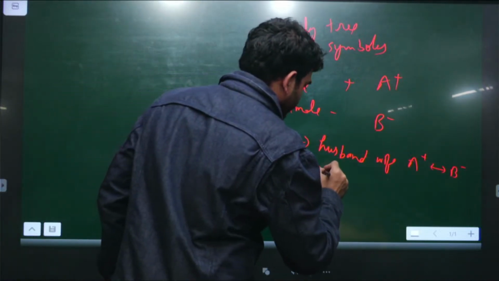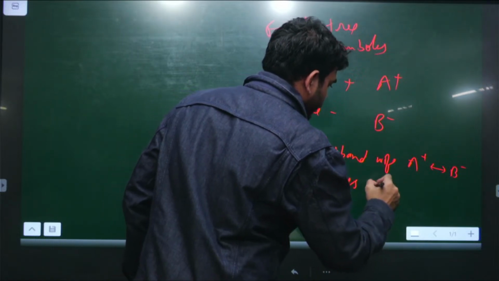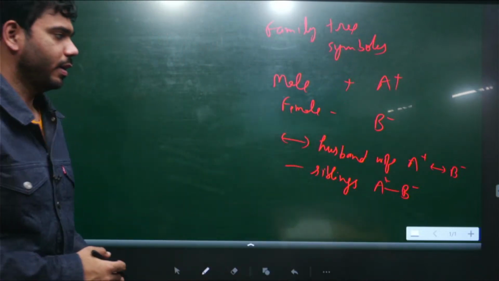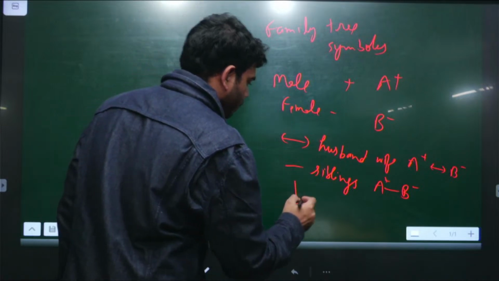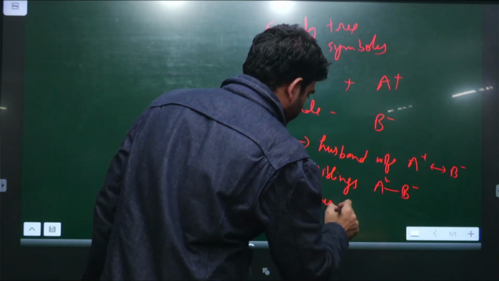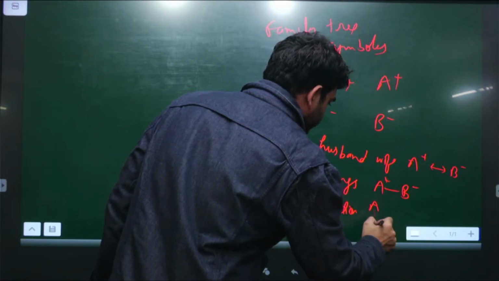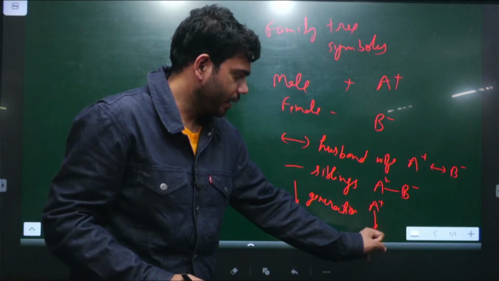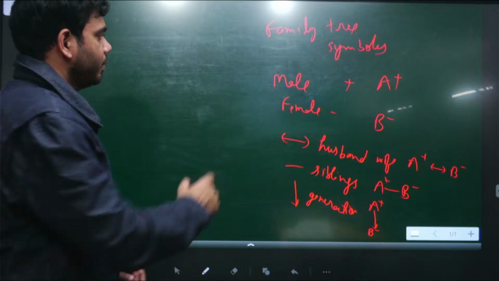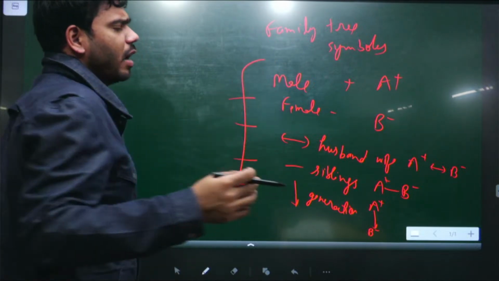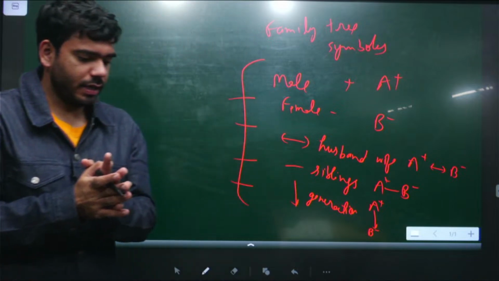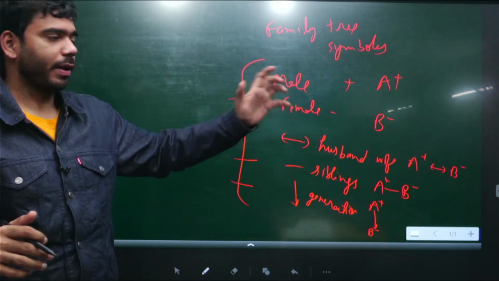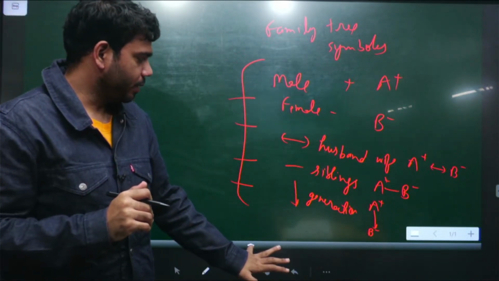Use this relation for siblings. This means A and B are siblings, A is the brother and B is the sister. This relation is for generation. It means A is the father and B is the daughter of A. So these are the basic symbols, and using these symbols, it will take you hardly 20 to 25 seconds to write down a complete family tree based on very long paragraphs. Everything will be done in 15 seconds. Then very simply you can write all the answers.